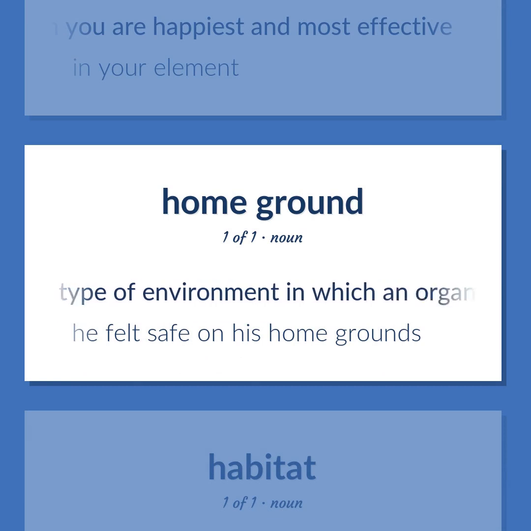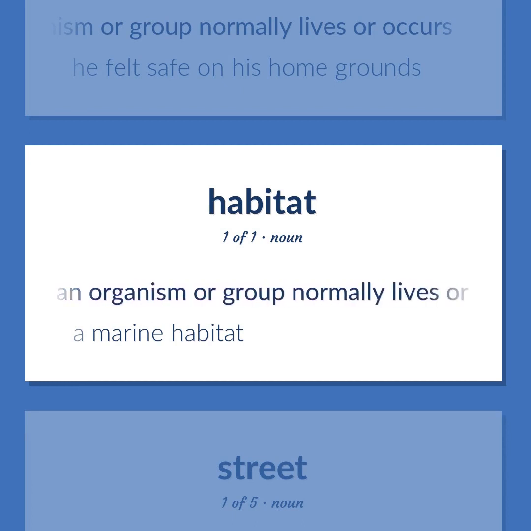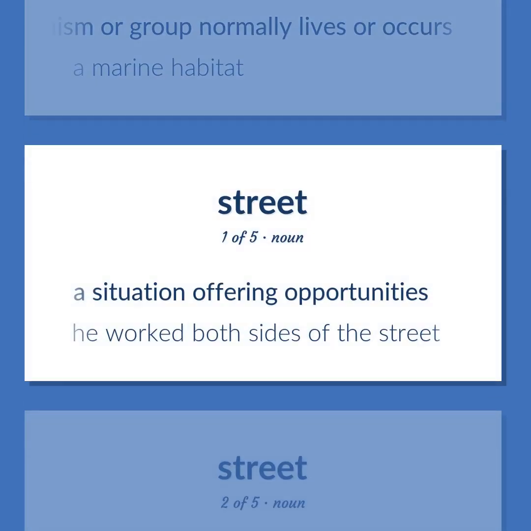The type of environment in which an organism or group normally lives or occurs. He felt safe on his home grounds. The type of environment in which an organism or group normally lives or occurs. A marine habitat. A situation offering opportunities. He worked both sides of the street.